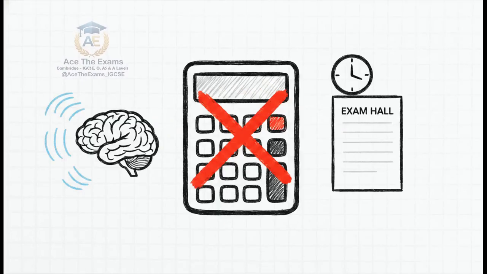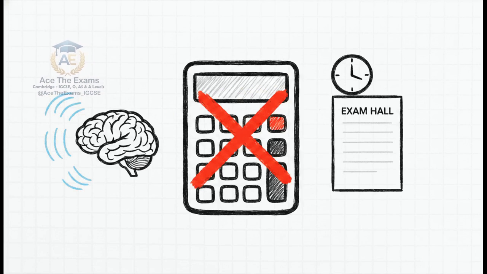Now, I need you to pay very, very close attention to a vital warning system built into the material, the crossed-out calculator icon. The syllabus strictly requires that some of your work must be done without a calculator to test your raw numerical fluency. When you see this icon next to a practice question, it is simulating the exact constraints of the non-calculator papers.